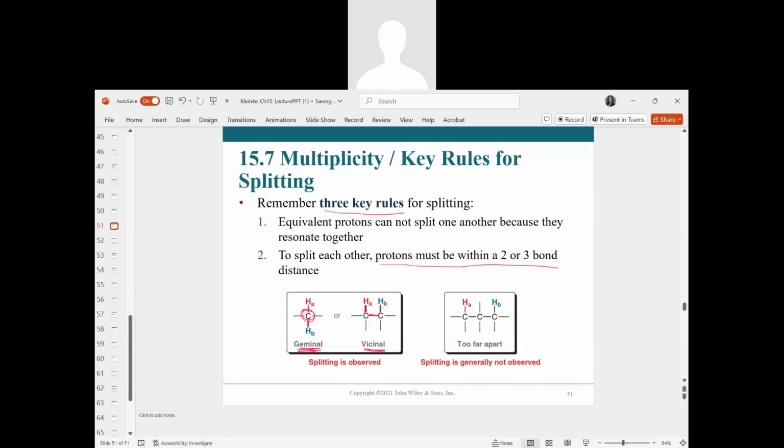We would not see splitting occur in the signal for proton A, for example, from proton B, because they're too far apart, 1, 2, 3, 4 bond lengths. So again, if we have geminal or vicinal protons, we would see splitting. But if we have neighbors that are too far away, they would not contribute to that n plus 1 equation or splitting.